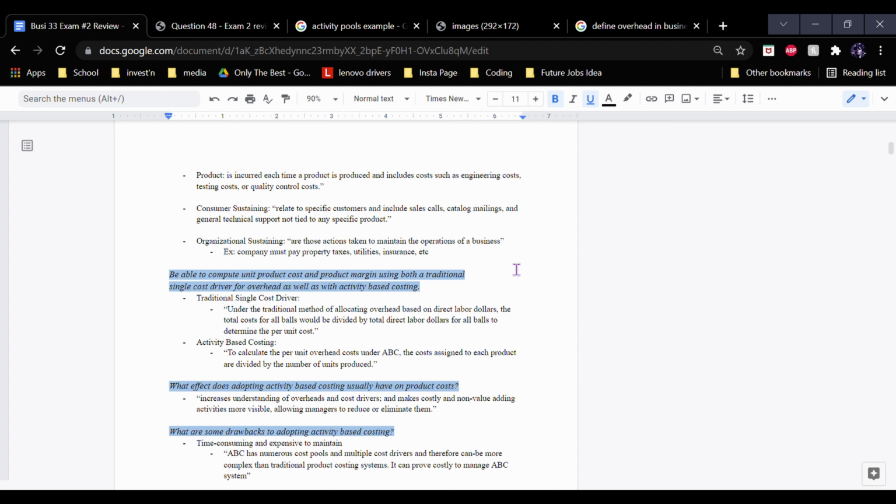Activity-based costing is to calculate the per unit overhead cost. Under activity-based costing, the costs assigned to each product are divided by the number of units produced. What effect does adopting activity-based costing usually have on product? Well, adopting activity-based costing increases understanding of overheads and cost drivers and makes costly and non-value adding activities more visible, allowing managers to reduce or eliminate them.